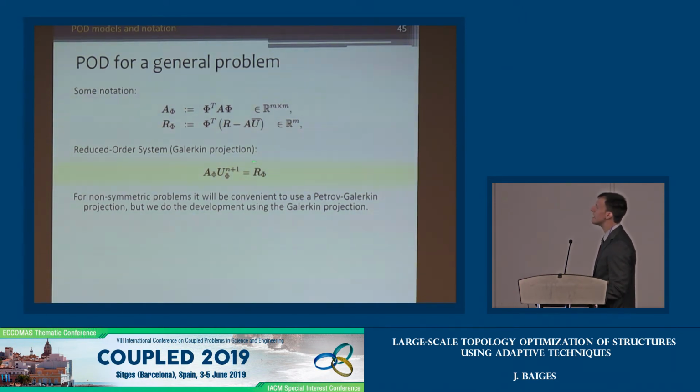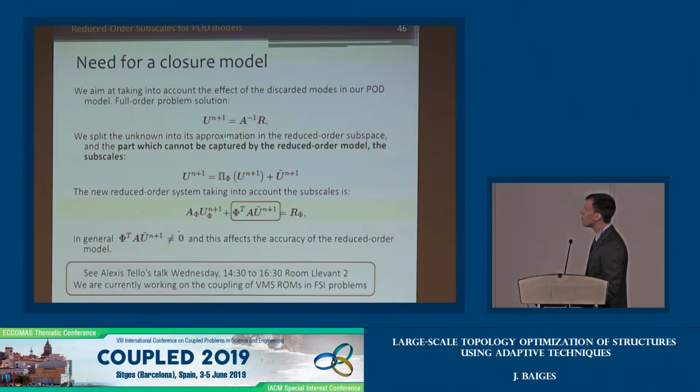So what we realize is that this model is not enough, because we need to take into account the discarded modes in our reduced order model. And for this, we need a closure model. So the idea is the following. We are going to define the exact solution, so the high fidelity solution, which can be obtained by inverting this linear system here and applying it to the right-hand side.